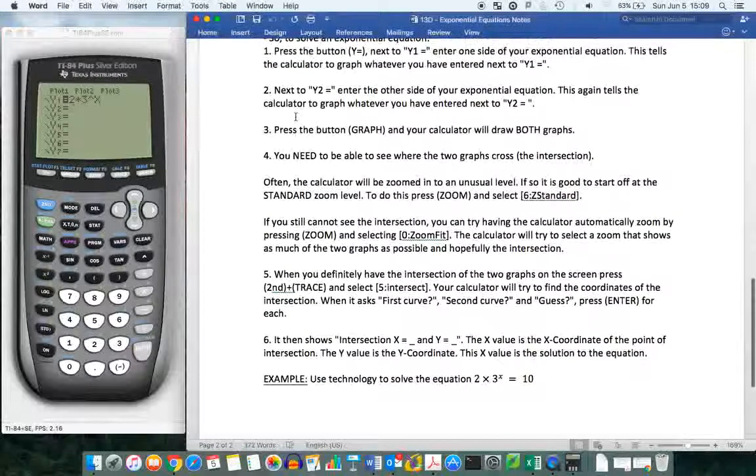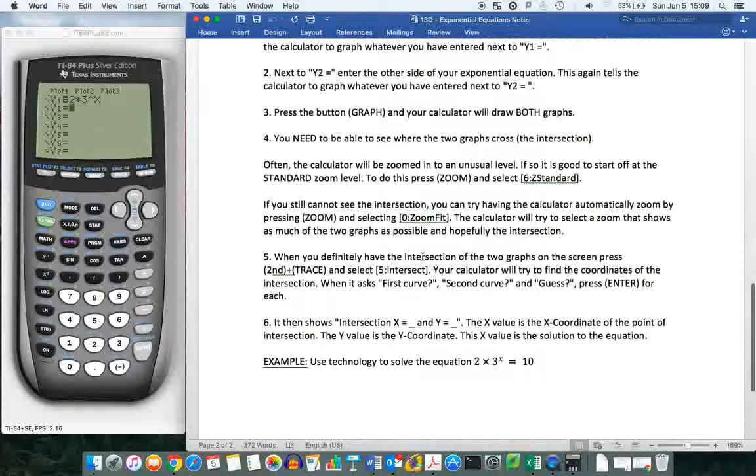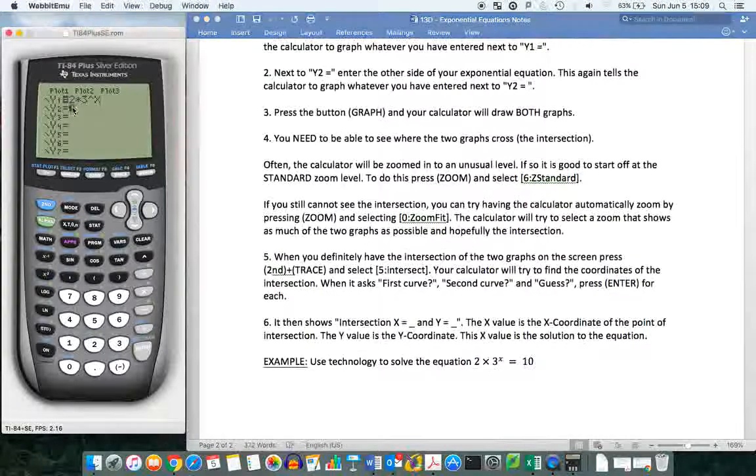Now step 2, next to y2 equals, enter the other side of the exponential equation. This again tells the calculator to graph whatever you entered next to y2 equals. So what's the other side of the equation? It is equal to 10. So I'm basically putting y is equal to 10 as my second graph that I'm putting in. Done.